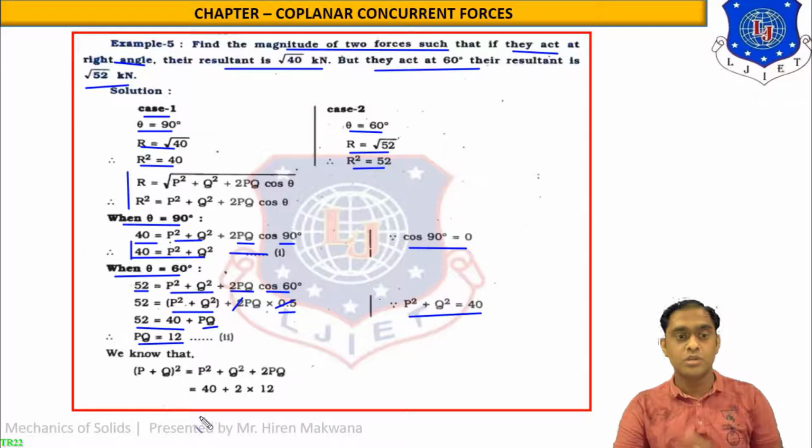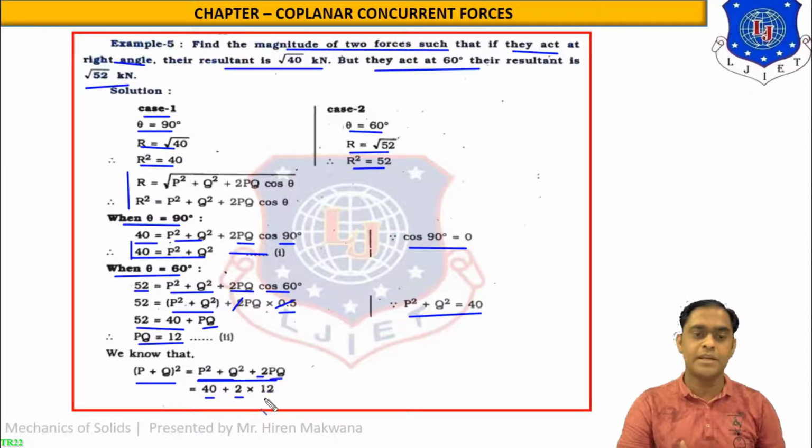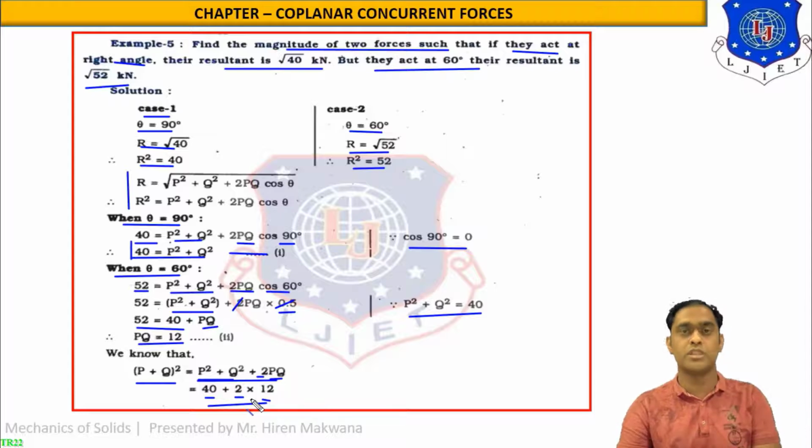and Q. For that, you know the formula of (P plus Q) whole square, which is P square plus Q square plus 2PQ. Replace all the values. P square plus Q square means 40. 2 will be as it is and PQ will be 12 from equation number 2. So the final answer will be 64. (P plus Q) whole square equal to 64. By rooting on both sides, P plus Q equal to 8 only.